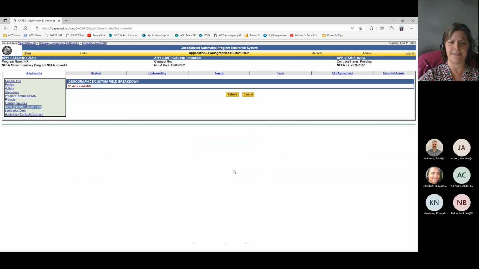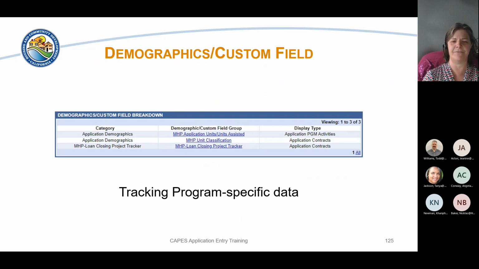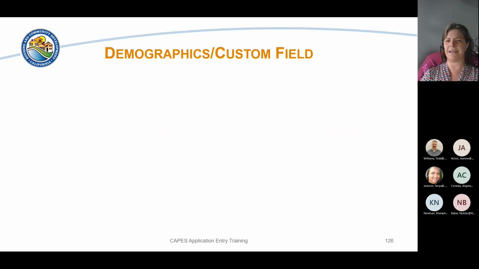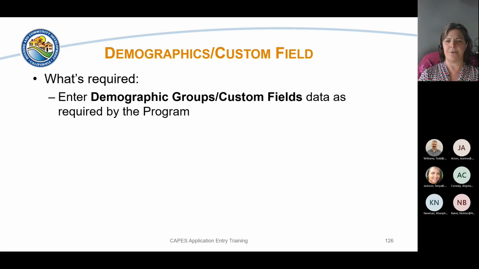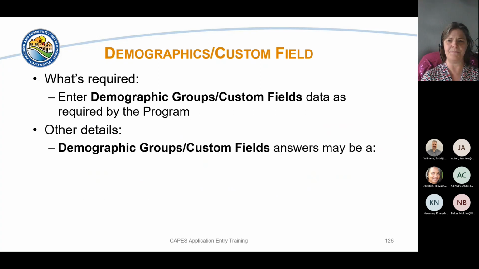So we'll click submit. And that'll take us into the demographics custom field breakdown. You'll notice for this one, we do not have any data. So I'm just going to click submit and jump us ahead. But let's talk about demographics custom field. So this is set up at the program level and then associated to NOFAs. So if this is set up, you may not be entering this data at the initial application phase, but we definitely want to enter it as available.